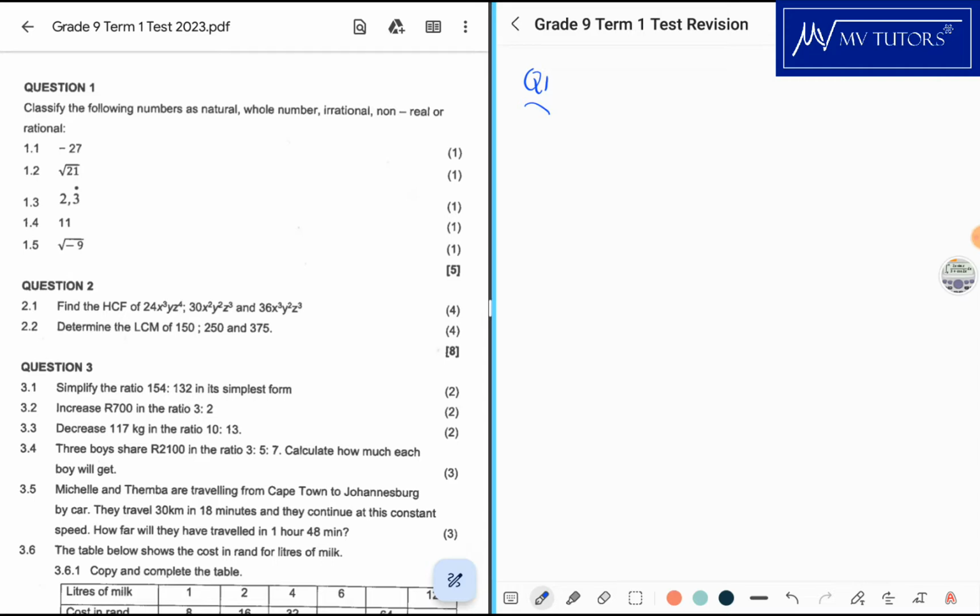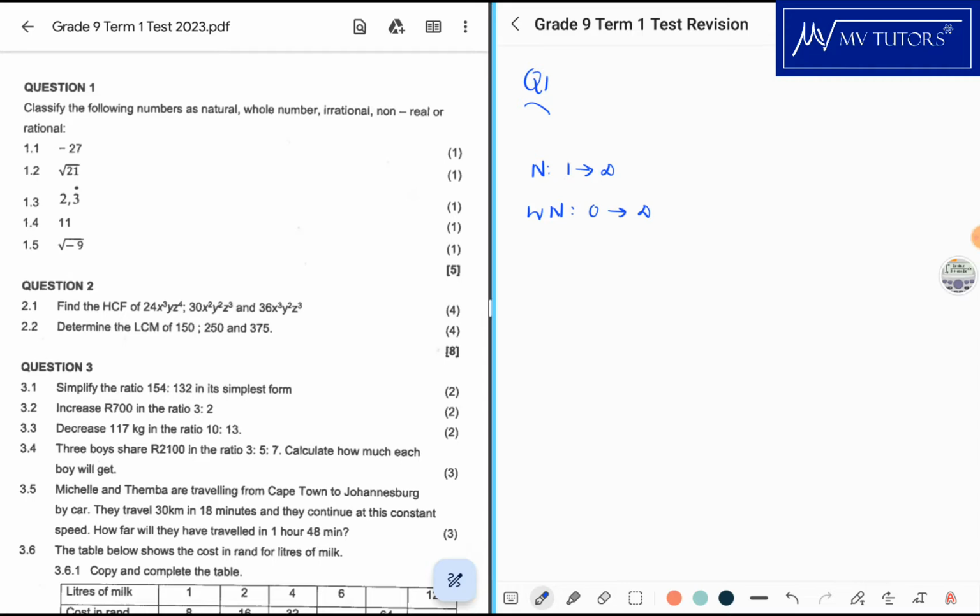It says, classify the following numbers as natural, whole number, rational, irrational, or non-real. Okay, so what is the difference? Natural numbers are from 1 up until infinity, right? Then you have whole numbers. Whole numbers start from 0, all the way to infinity.